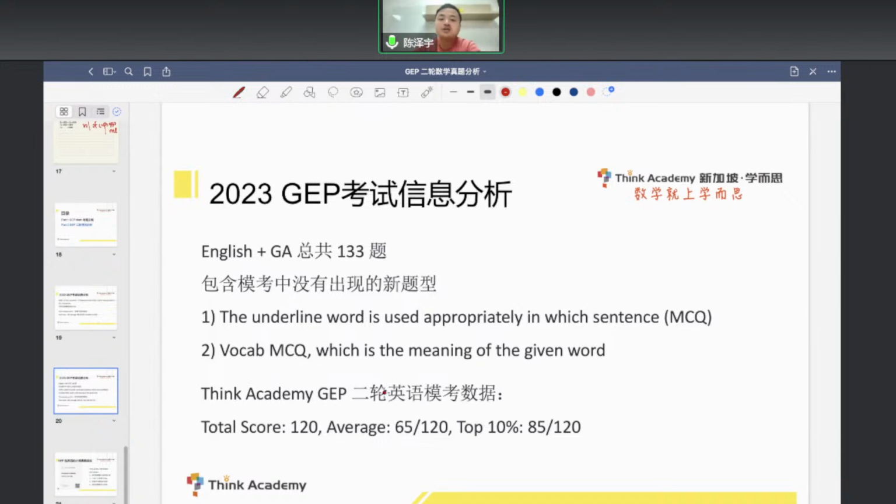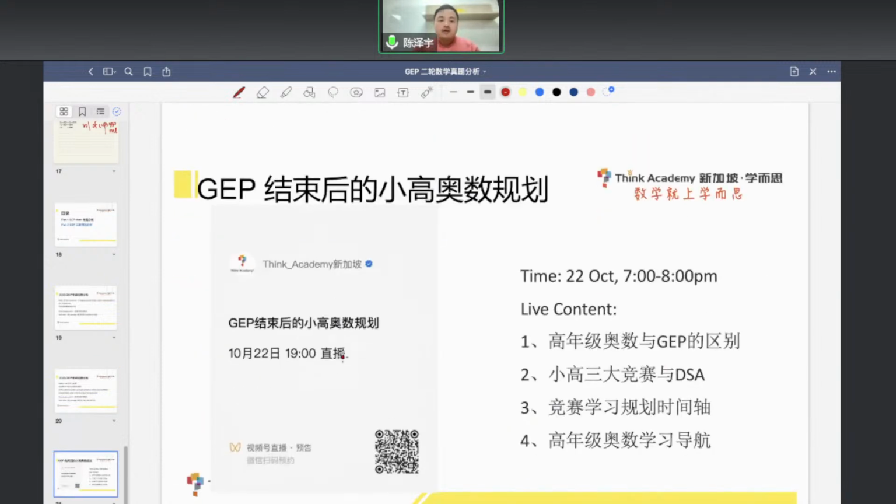Based on our GEP mock test in Think Academy, with a total score of 120, the average is 65 out of 120. So the top 10% is 85 out of 120. Okay, so we're coming to the end of the round-through for the selection round.